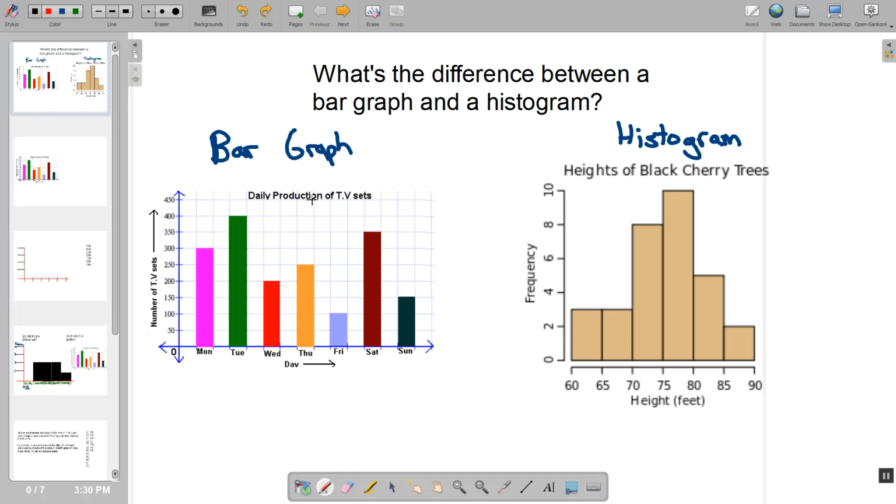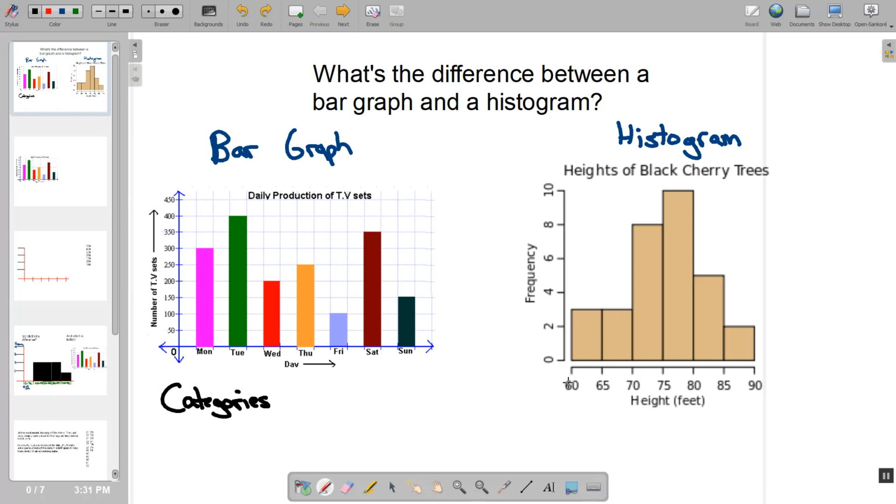For a bar graph, when we're looking at the bottom, we are looking at categories or types of something. So for example, for this bar graph on the left, we're looking at the number of TV sets that were made on each day of the week: Monday, Tuesday, Wednesday, Thursday. Those are always categories, and we're looking at the number of things that fall into each category.